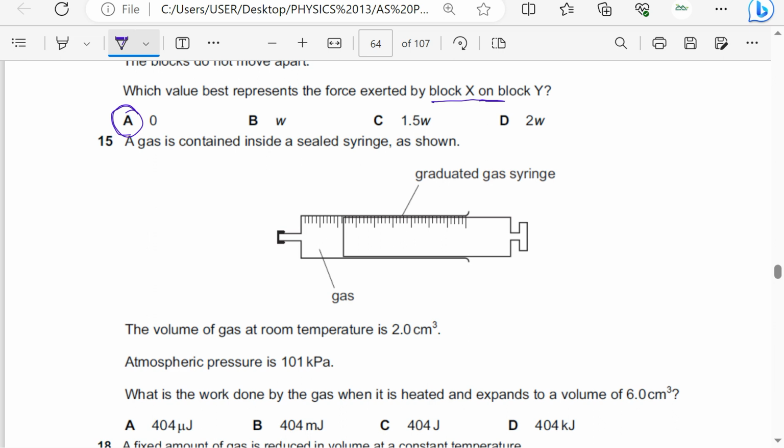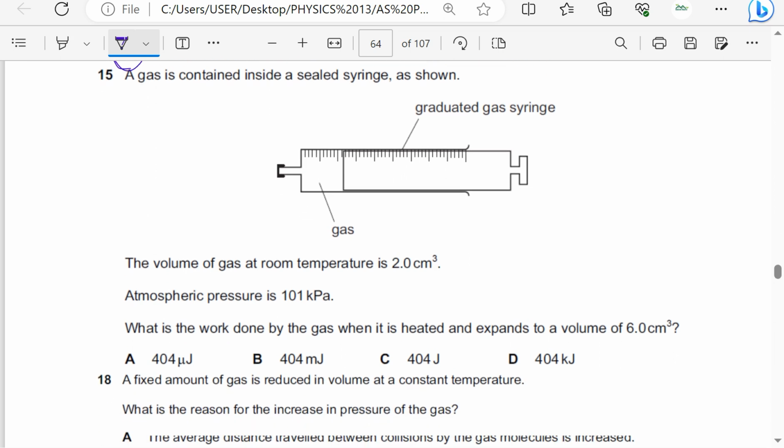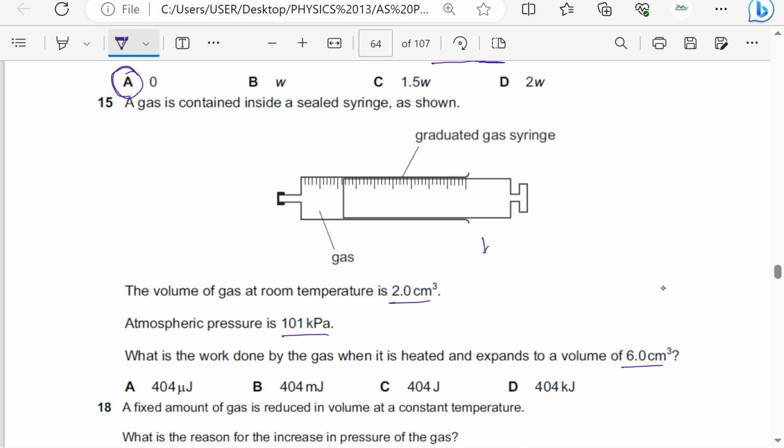A gas is contained inside a sealed syringe as shown. The volume of gas at room temperature is 2 centimeters cubed. Atmospheric pressure is 101 kilopascals. What is the work done by the gas when it is heated and expands to a volume of 6 centimeters cubed? We know that work done is equal to pressure times change in volume for an expanding gas.